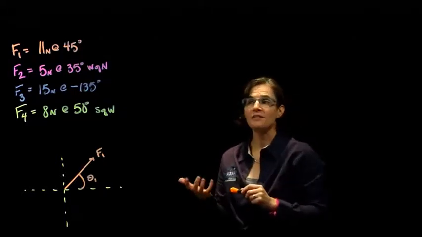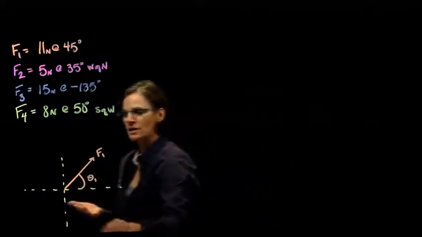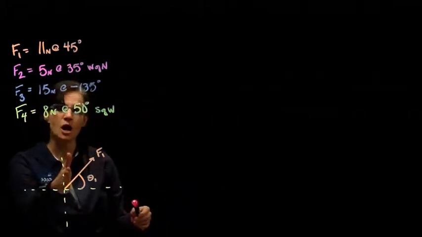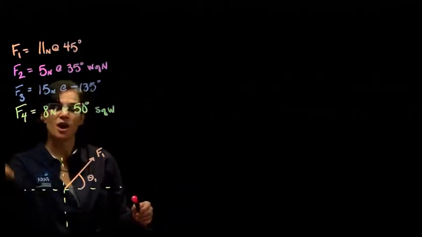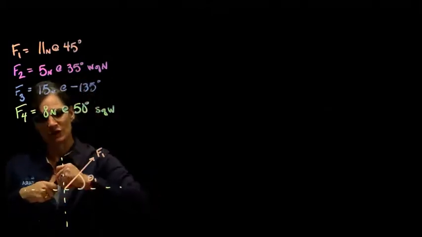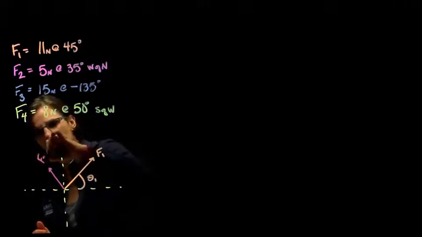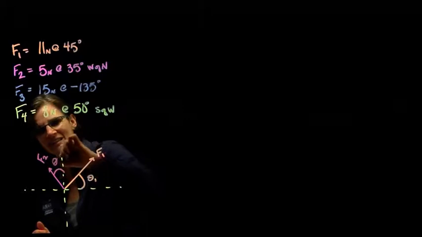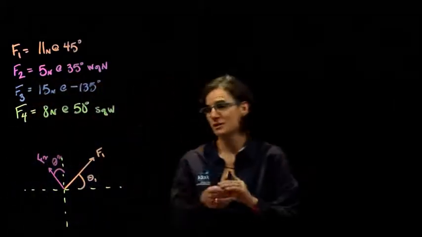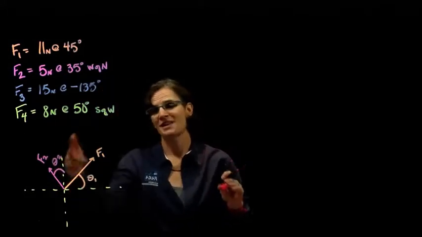Force number 2 is 5 newtons at 35 degrees west of north. So how do we look at that? Well, north is our up axis, our positive y-axis. West of north is going to be on the side that's in the negative x direction. So here's force number 2. This is angle 2 that we're determining. So the 35 degrees is in relationship to the positive north axis.